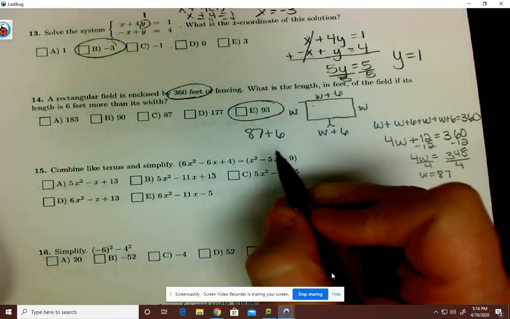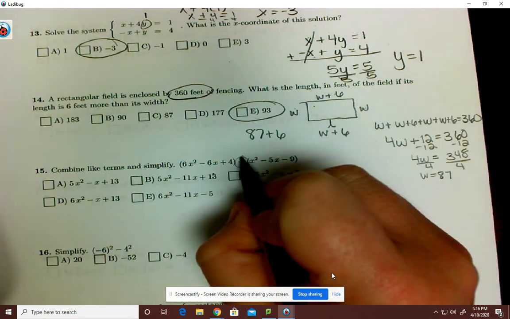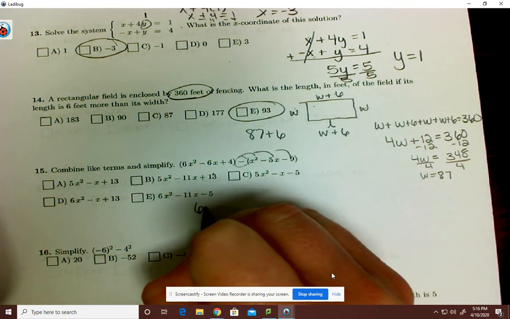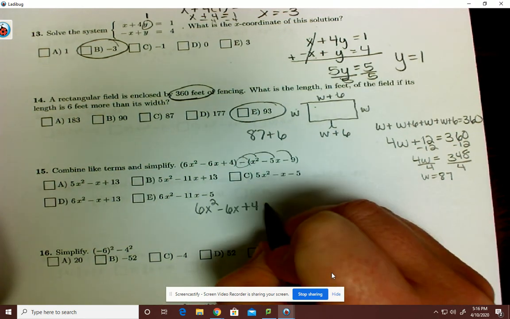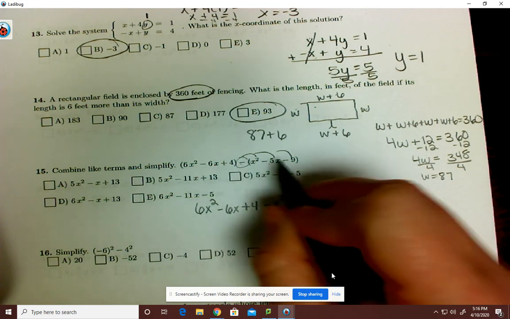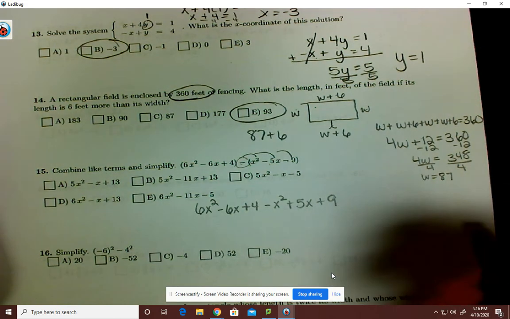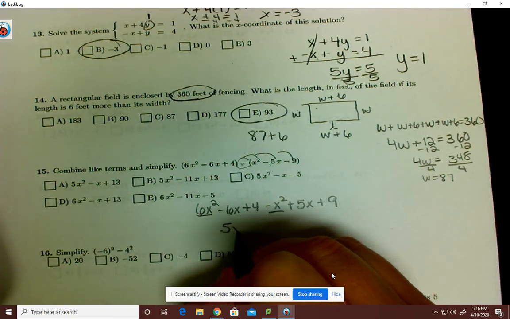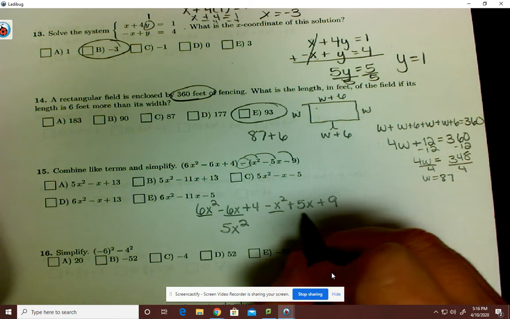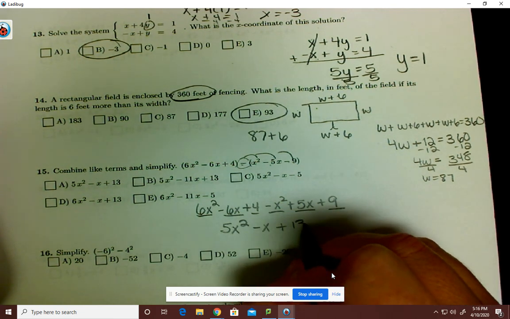15, combine like terms. So what I'm going to do first of all is get rid of this negative sign. So I'm going to distribute the negative. I bring down that first set of parentheses, and then negative x squared, negative times a negative is a positive. Negative times a negative is a positive. Then I combine like terms. 6x squared minus x squared is 5x squared. Negative 6x plus 5x is negative x. 4 plus 9 is 13.